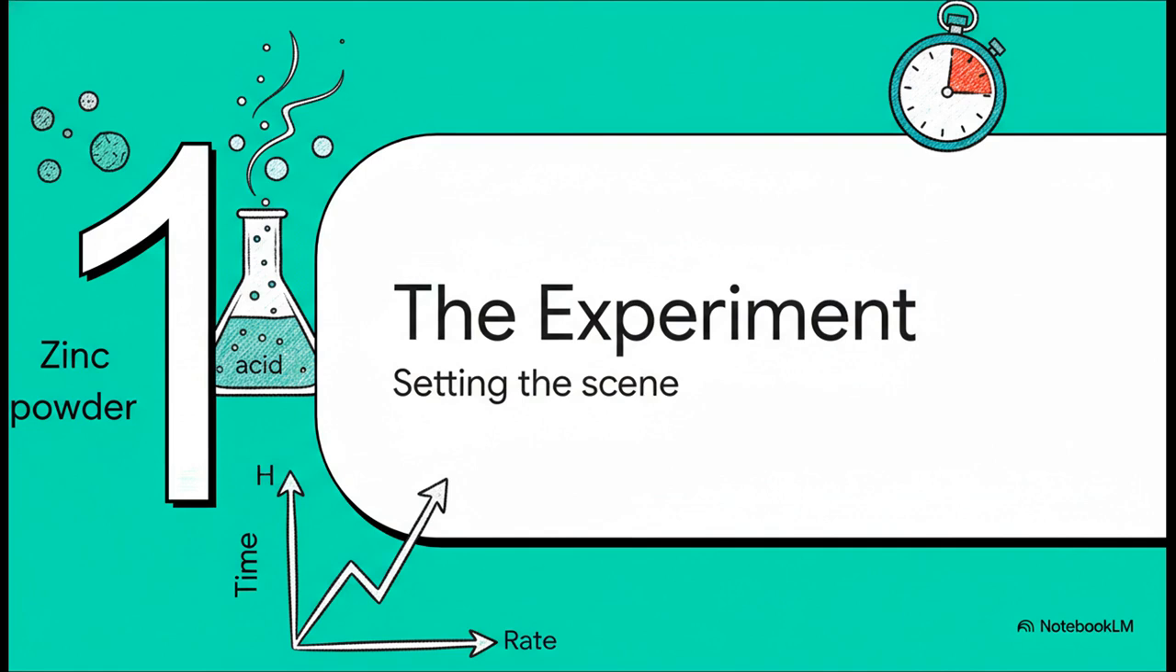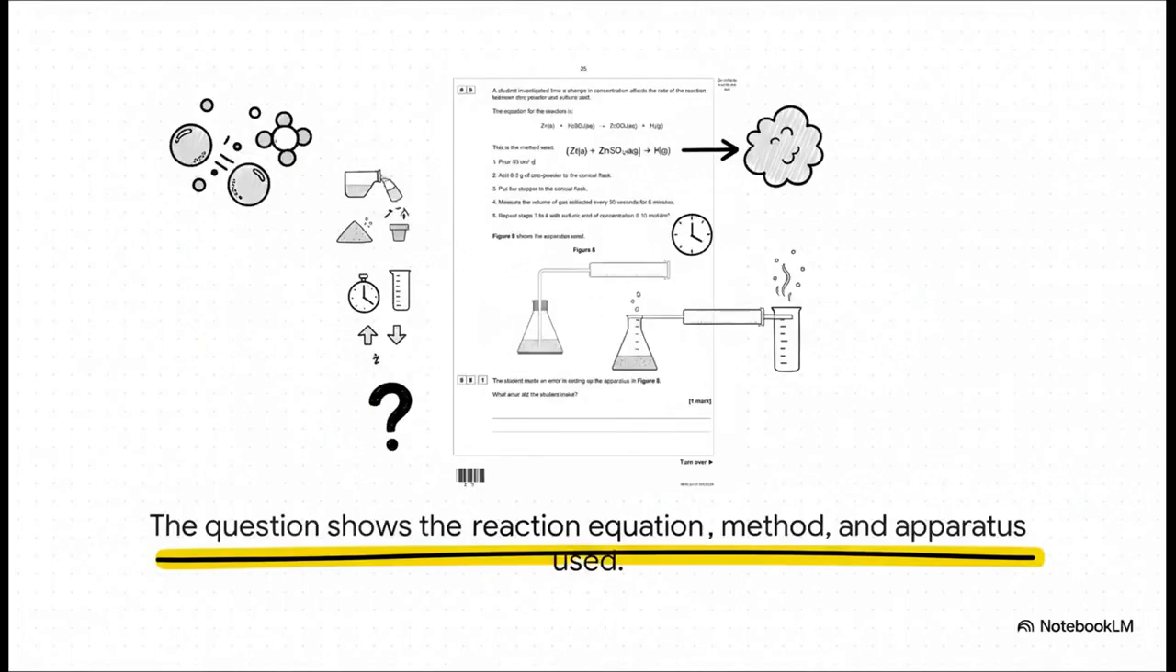Okay, so first things first, let's set the scene. This whole question is built around an experiment, looking at the rate of reaction between some zinc powder and sulfuric acid. And here it is. This is literally what students were looking at in the exam. You've got the chemical equation, the step-by-step method, and a diagram of the whole setup. It's a really classic experiment for measuring how fast a reaction is going by seeing how much gas it produces. But pay close attention to that apparatus diagram. There's something not quite right.